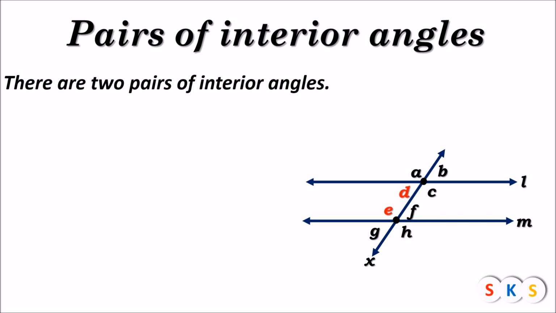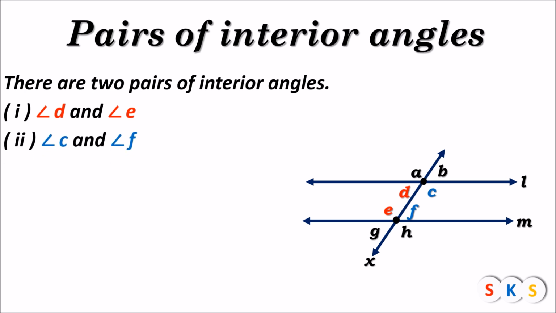So here we have the first pair of interior angles, angle D and angle E. You can see that angle D and angle E are inside the parallel lines and they are on the same side of a transversal. So angle D and angle E is the first pair of interior angles. Now we have 2 more angles inside the parallel lines, C and F, and they are also on the same side of a transversal. So angle C and angle F is the next pair of interior angles.